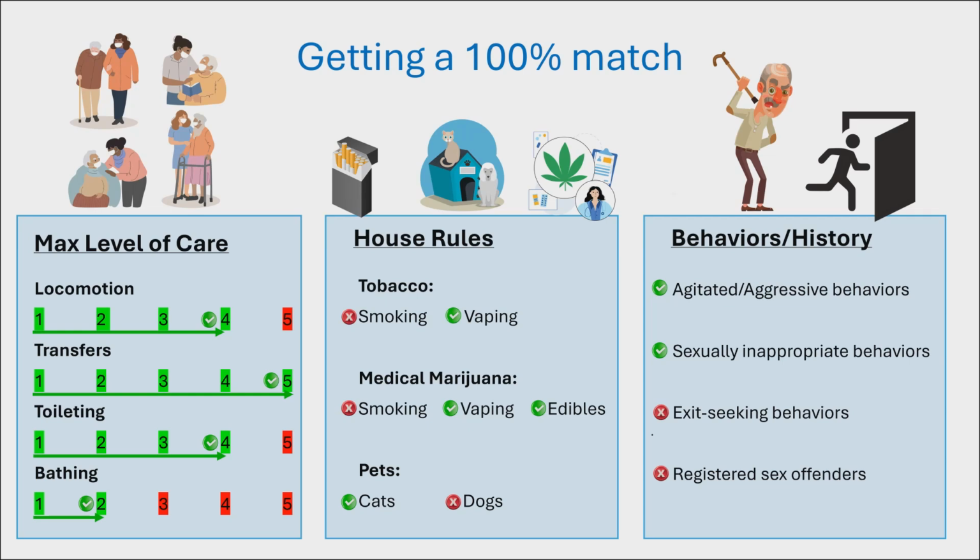For house rules, you'll set your tobacco, medical marijuana, and pets policies. For tobacco, you might allow vaping in designated areas, but not allow smoking. Same with medical marijuana. You might hate the smell of marijuana smoke, but allow vaping or edibles, which is medical marijuana that comes as prepackaged food like a gummy or a bottle of juice.